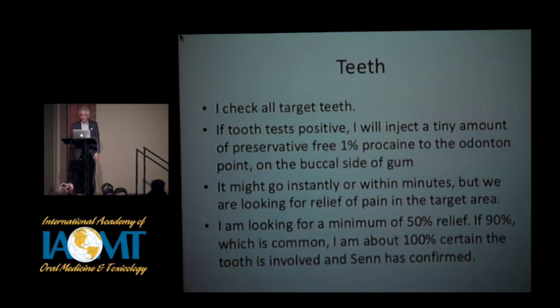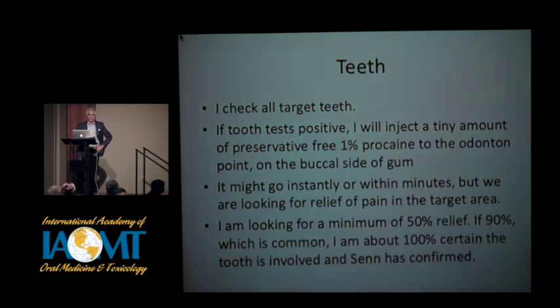So if a tooth tests positive, I'll inject a tiny amount of preservative-free 1% procaine into the odontin point on the buccal side of the gum. And what we're looking for is a relief of pain in the target area. I want to see at least 50% to decide that that tooth is suspect. And if it's 90%, which is common, I'm about 100% certain that the tooth is involved.